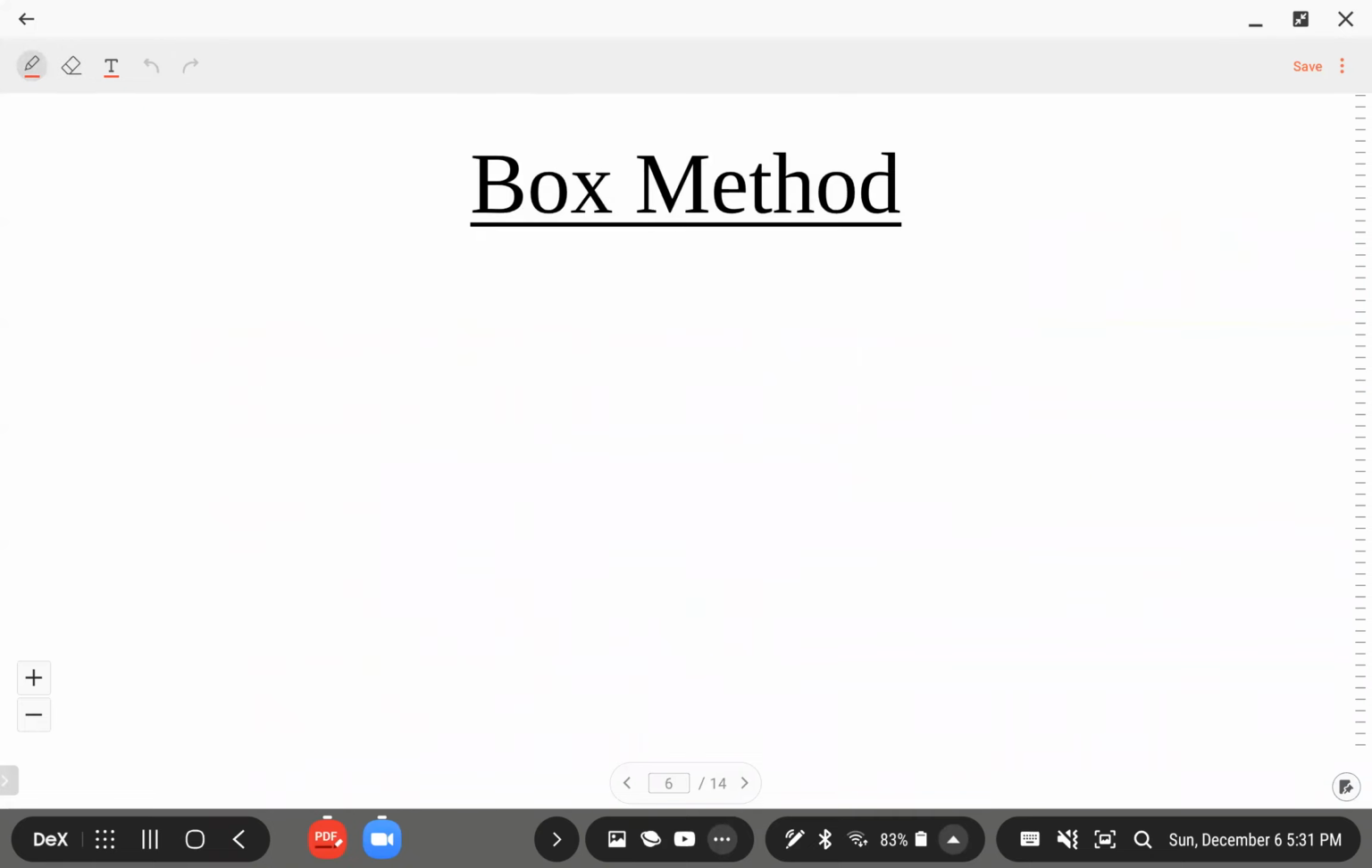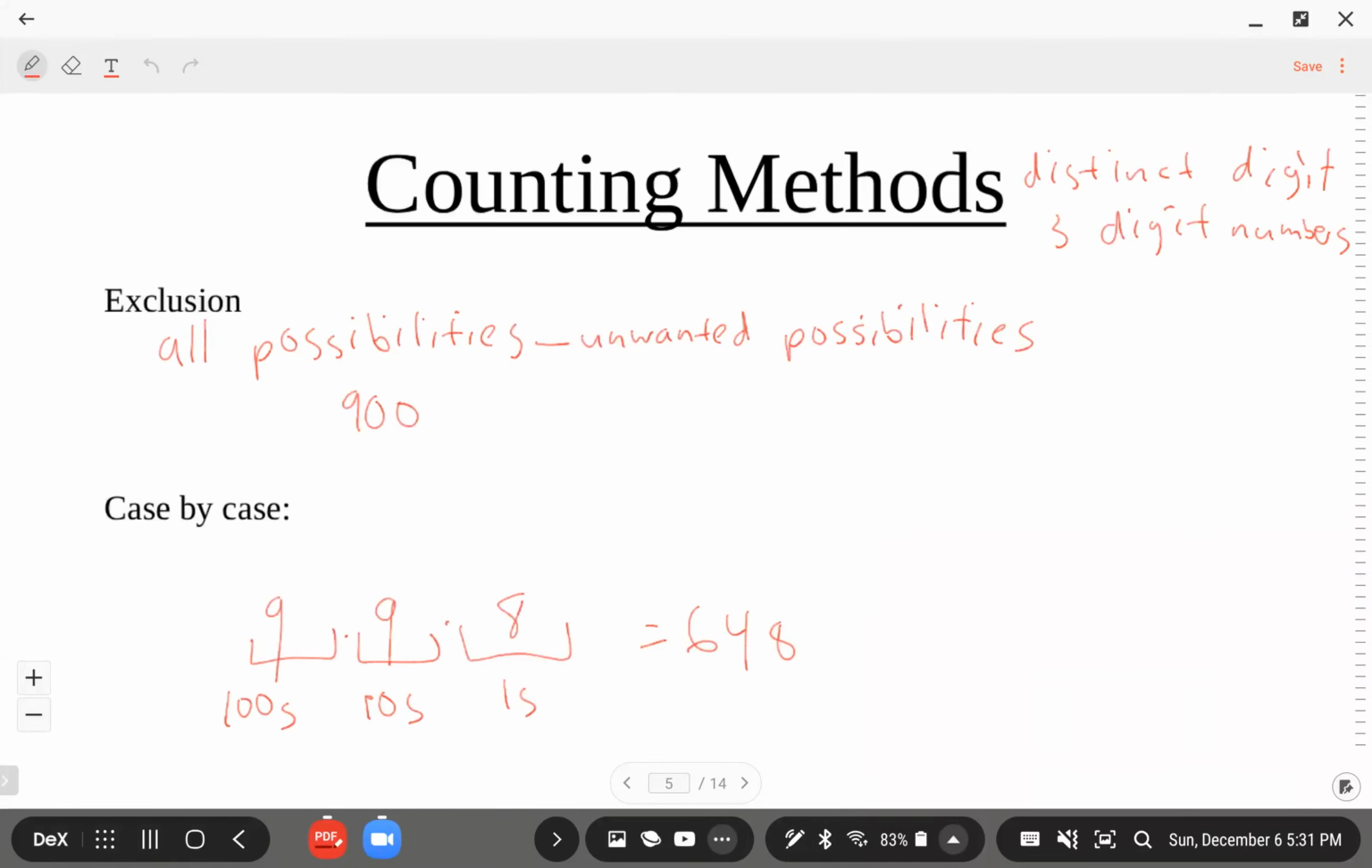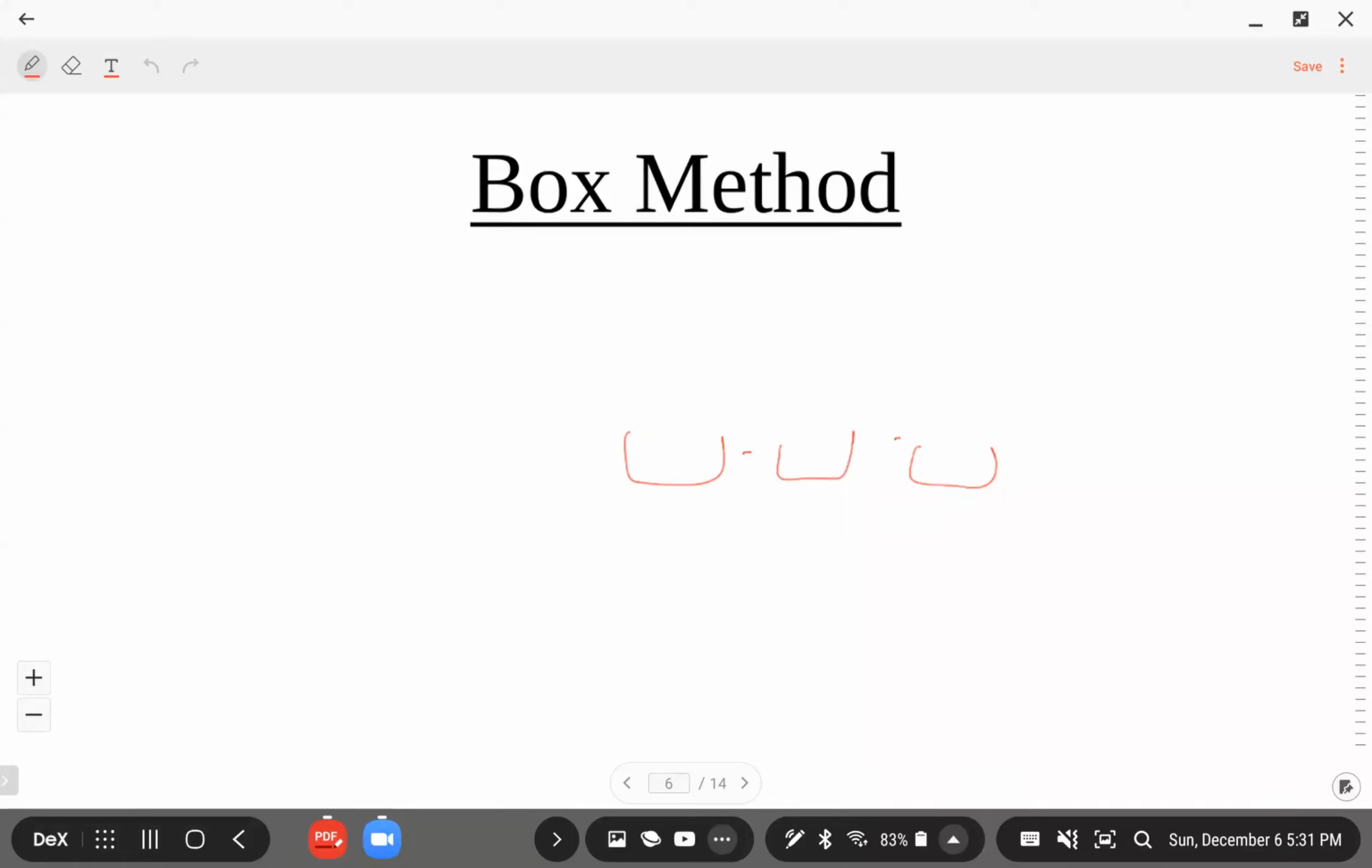So next we have the box method, and I'm pretty sure you guys already know it. You basically find the possibilities for each digit, in this special case of finding three-digit numbers. You might need a three-digit PIN code, so the possibilities for each digit. This is very basic, the box method, and you'll use it a lot later in some problems.